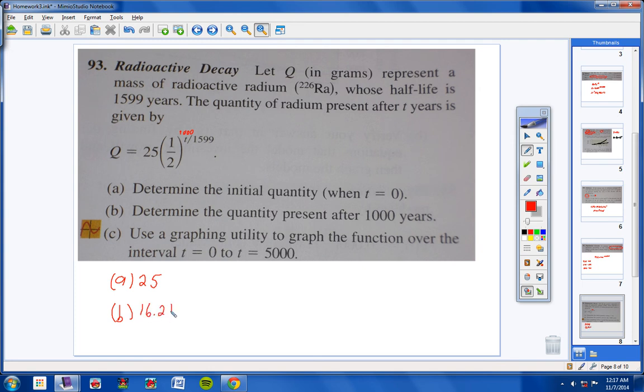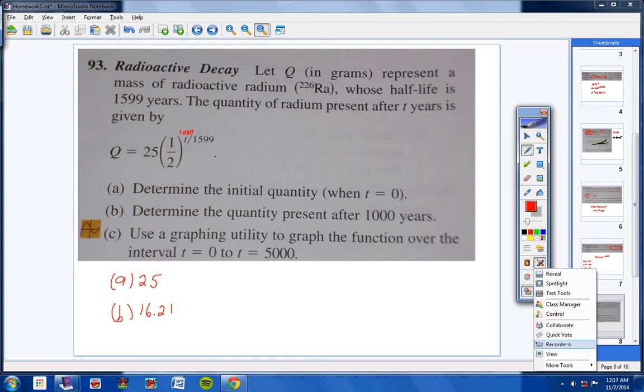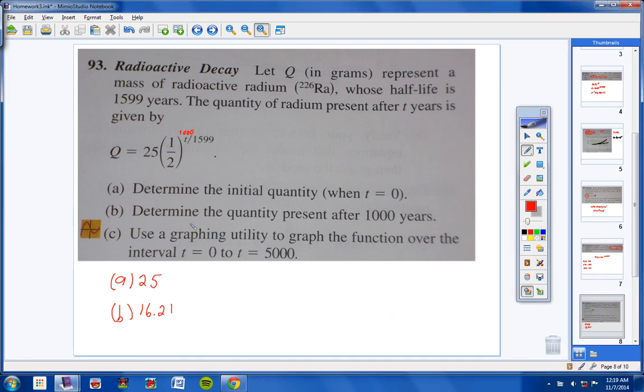Okay, very good. Now let's take a look at letter C. This is very interesting. Okay, students, now in letter C it says this: use the graphing utility to graph the function over the interval T equals 0 to T equals 500. Now this is pretty simple to do, but you're going to use the graphing calculator, and you're going to have to set up your window, okay?